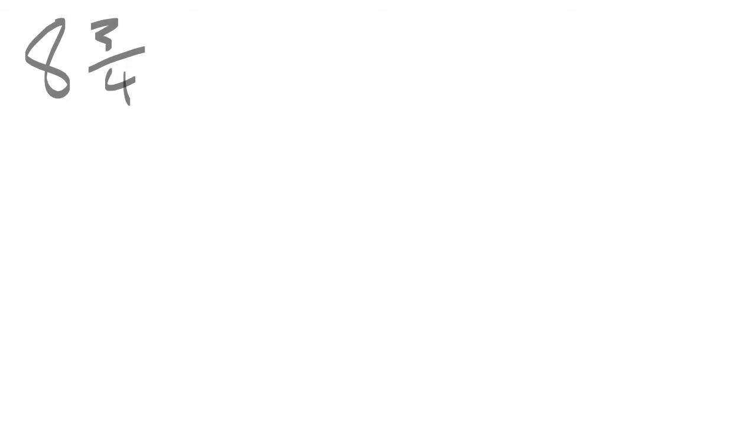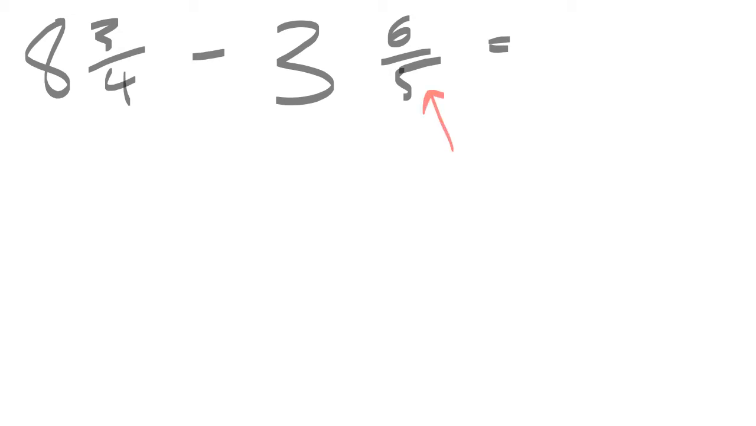It's 8 3/4. Take away 3 6/5. Okay, let's do that. And straight away you can see there's a problem. Look, we've got ourselves an improper fraction, and this is a problem. If we're going to be subtracting these mixed numbers, we need to convert this improper fraction here into a mixed number.